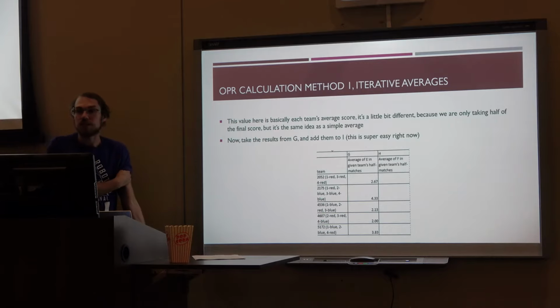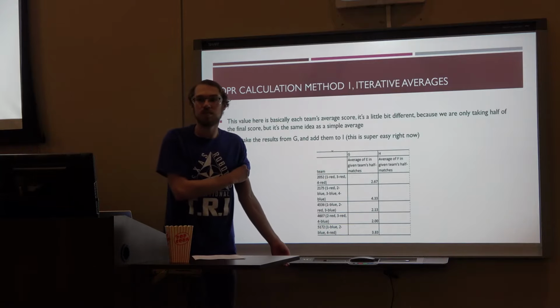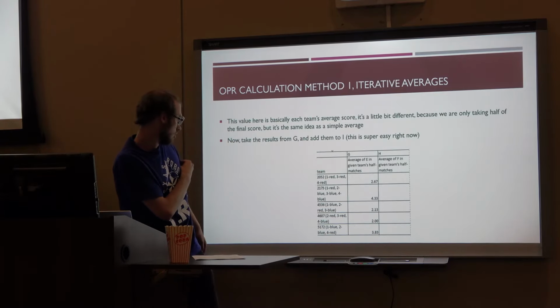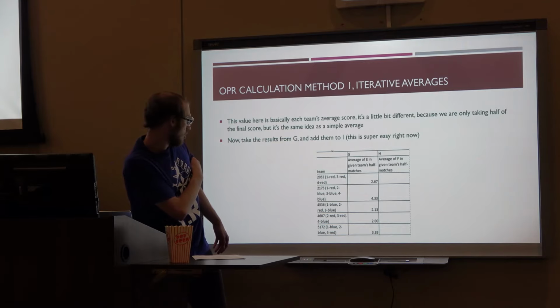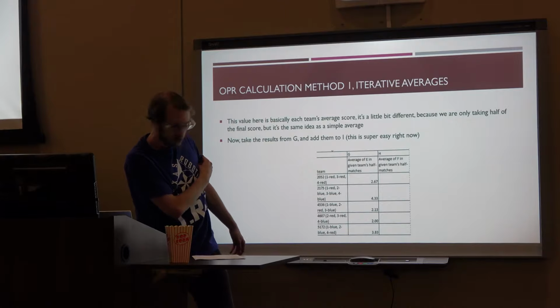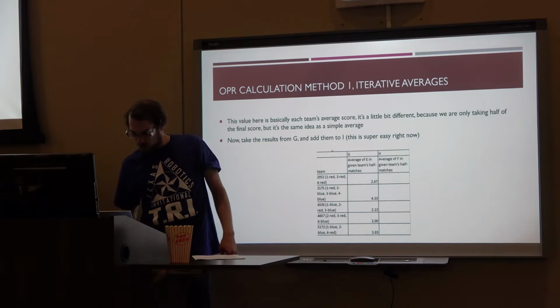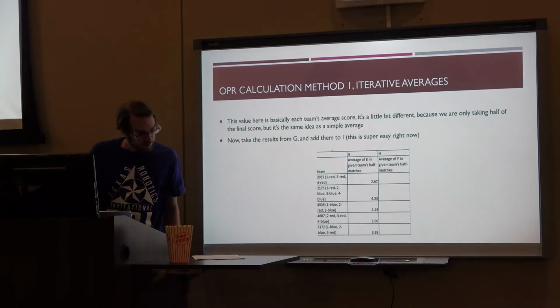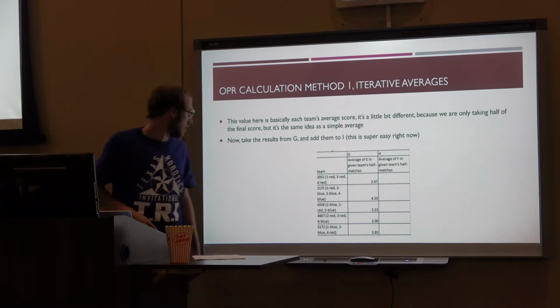Hey, Caleb? Yes. Your 2175, if you divide by 3, you get your 4.33, but there are 4 matches, so I divided by 4. Oh, yes. Did I do that wrong? That is not the first time. Oh, good catch. I wonder how badly that messes stuff up.